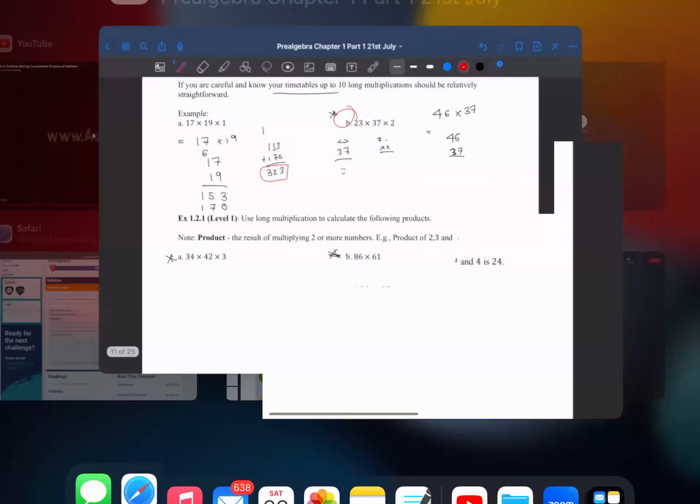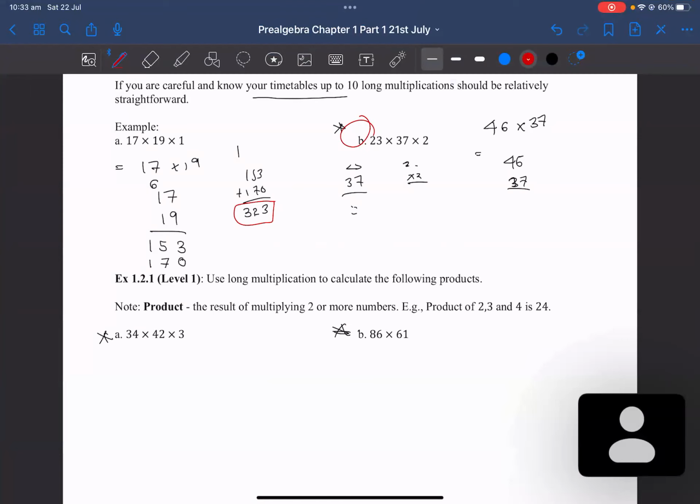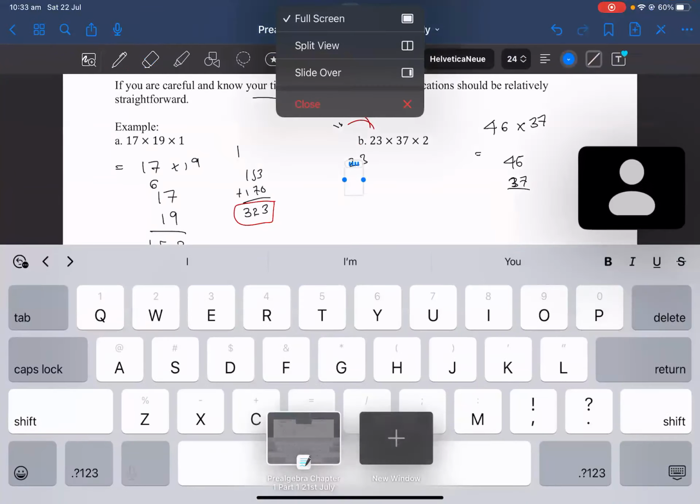How comfortable are you with long multiplication, Saya? You know long multiplication? You do, right? Yeah. Okay. You've got to be careful when you're working. So you got to do 23 times 37, right? Let's do this together if you want.